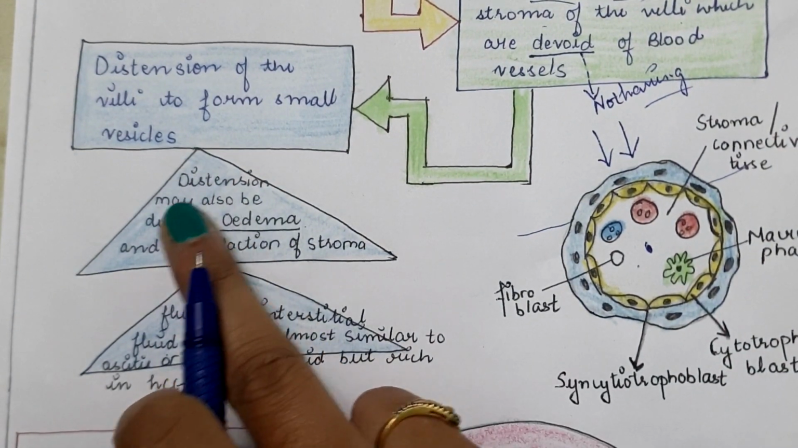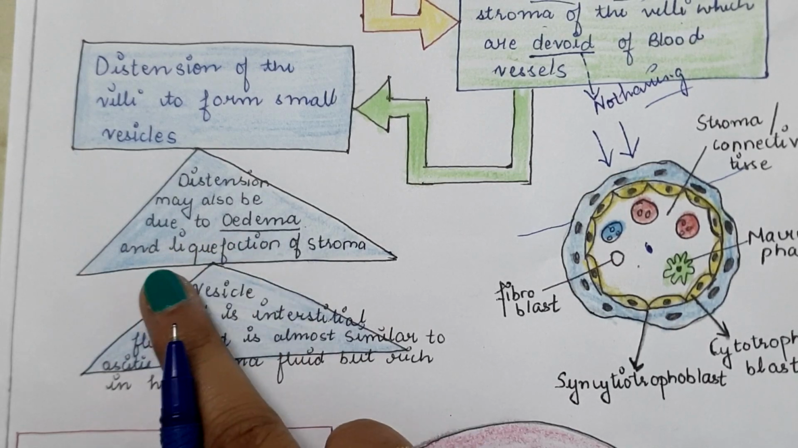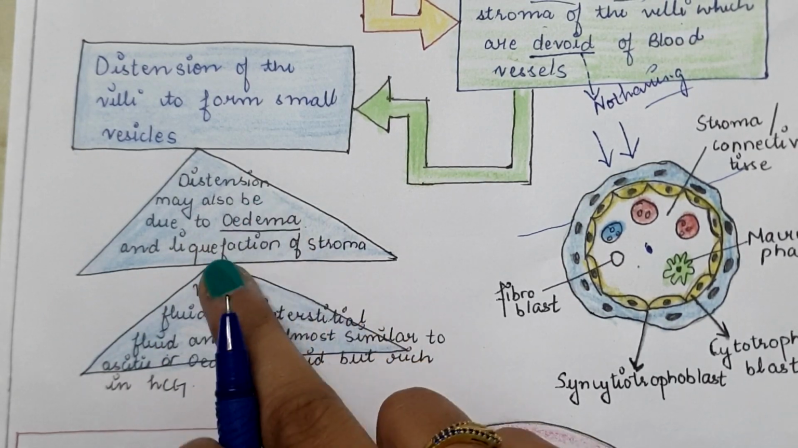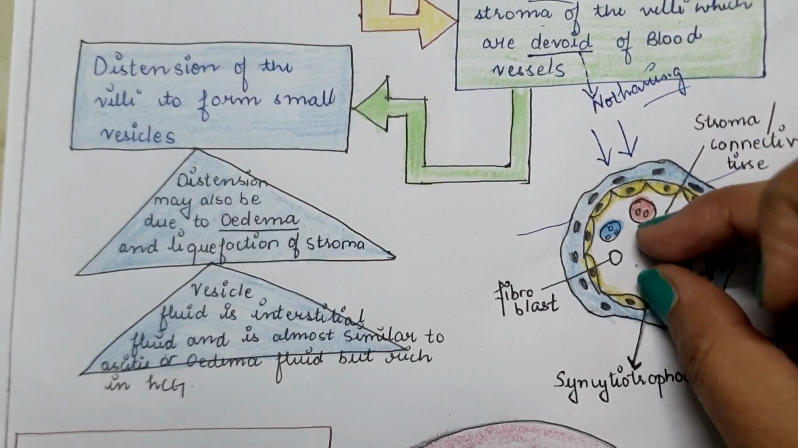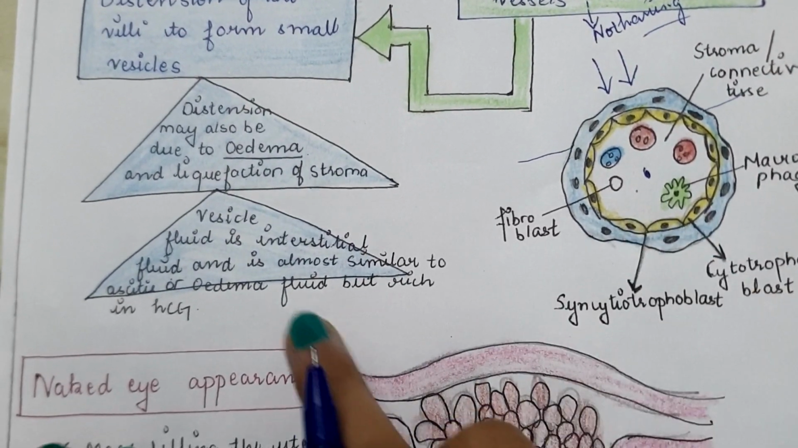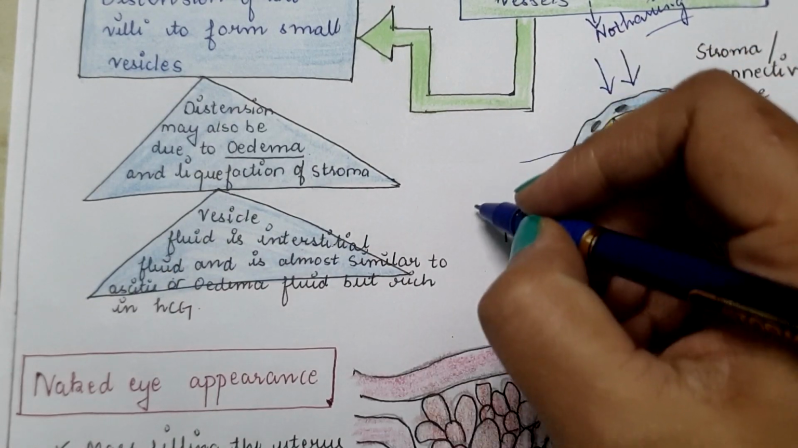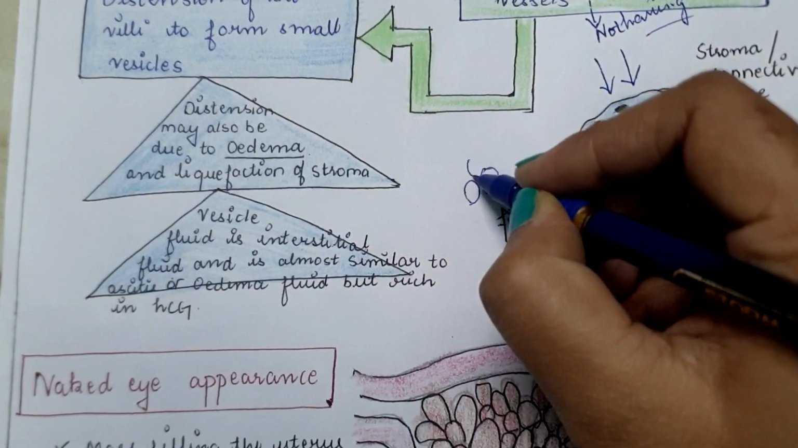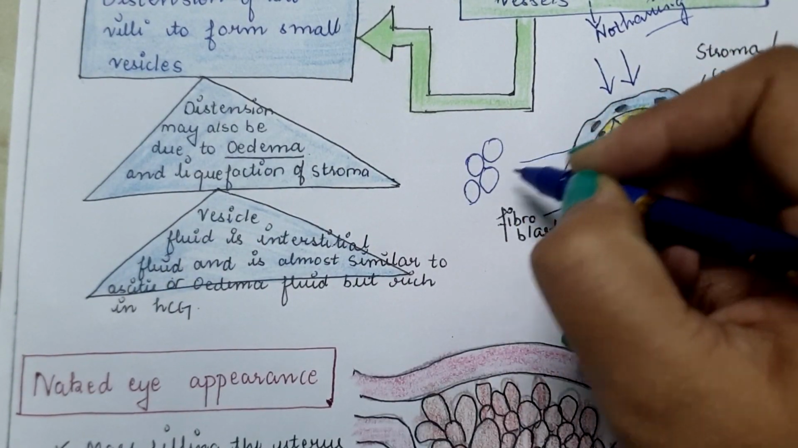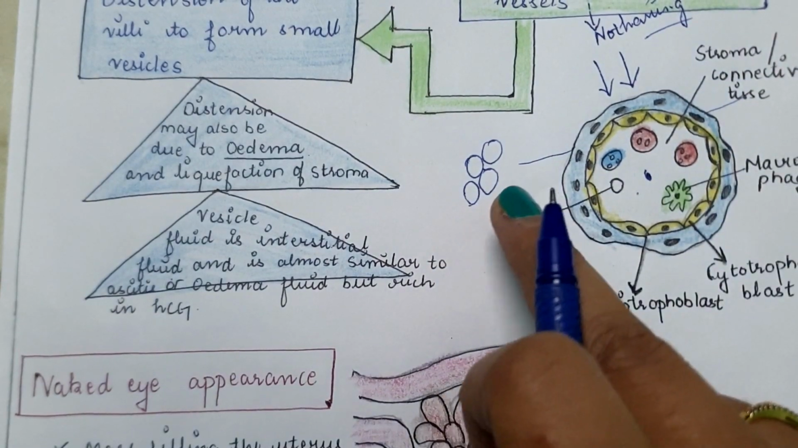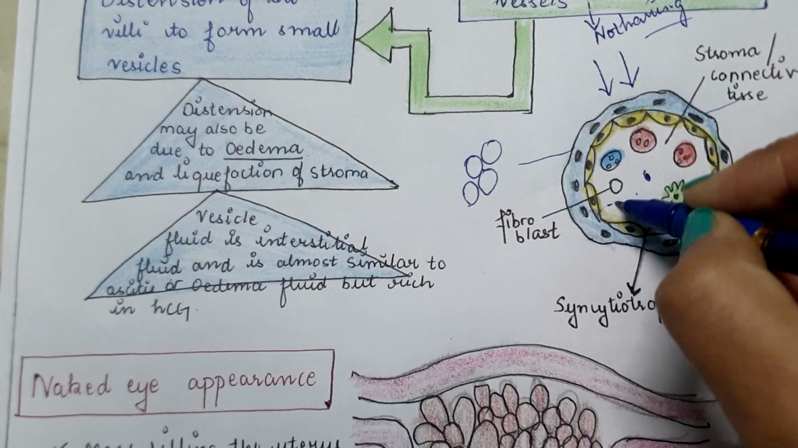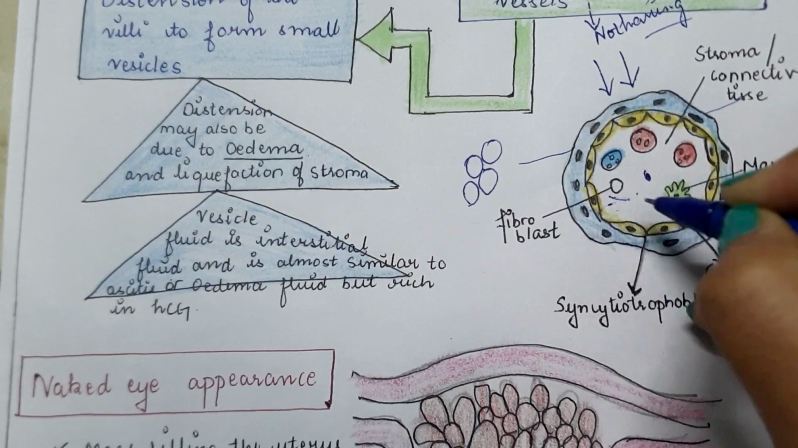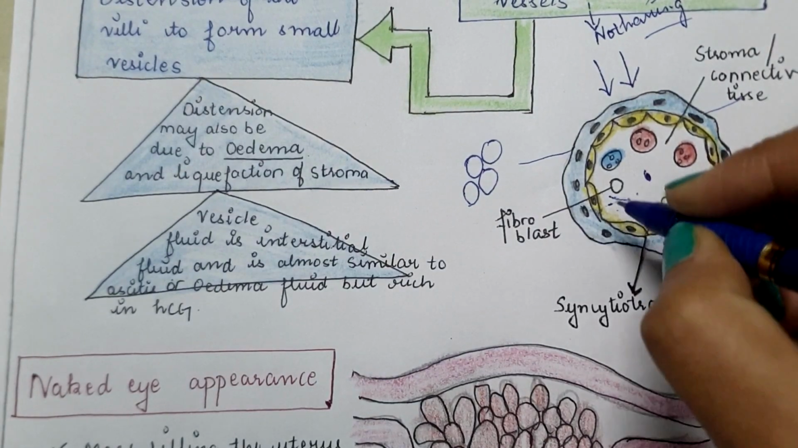Next, distension may be due to edema and liquefaction of the stroma. Both are the same thing. Edema, liquefaction means there is a distension of fluid in the stroma. Next, the vesicle fluid, meaning the fluid inside the cyst, is interstitial fluid, that is the extracellular fluid. The fluid outside of the cells is known as extracellular fluid.